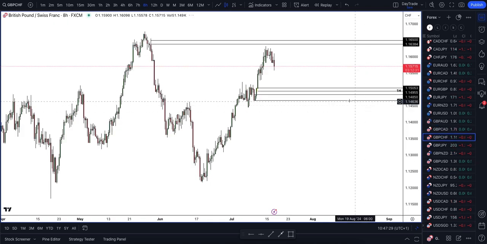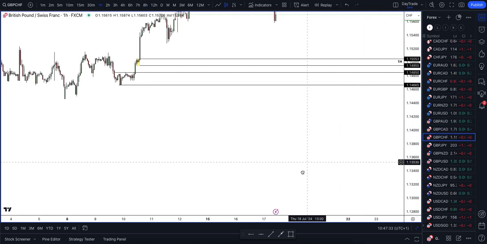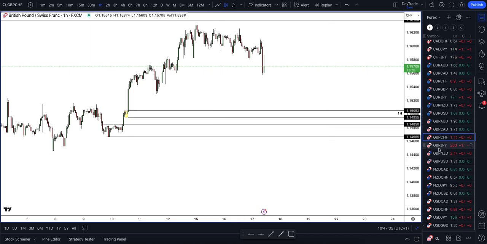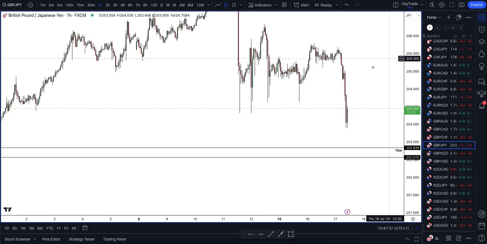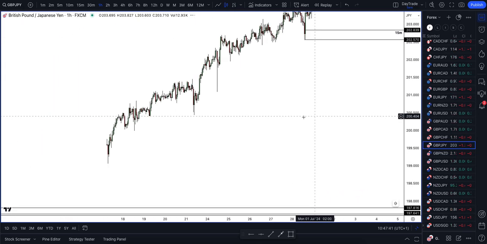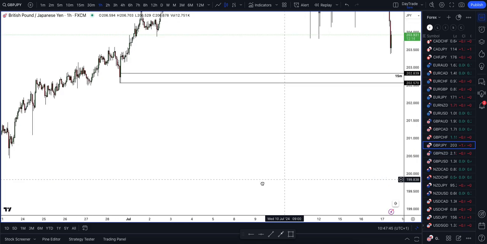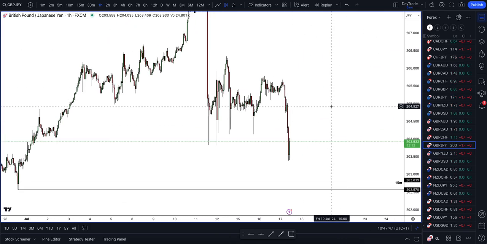Okay, pound Swiss. Nothing on here today, just this zone lower down. Pound yen, nothing on here either. This is a 50-minute zone that I was looking at, but not one we're going to trade. And nothing until we go a lot further down.